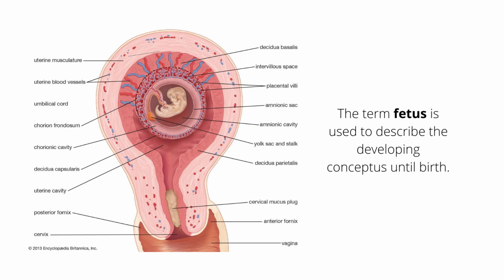In the latter weeks of the second month, developmental changes advance from those of distinguished primates to a state that is more distinguishable as a human being. At the end of the second month, when it is about 30 millimeters, the embryo stage ends, right? It is no longer an embryo. So the term used is fetus. The term fetus is used to describe the developing conceptus until birth.